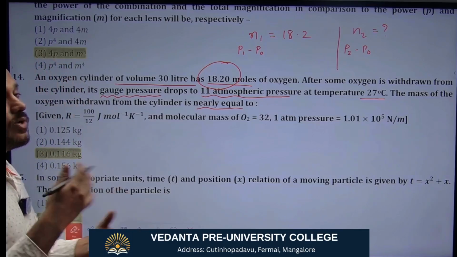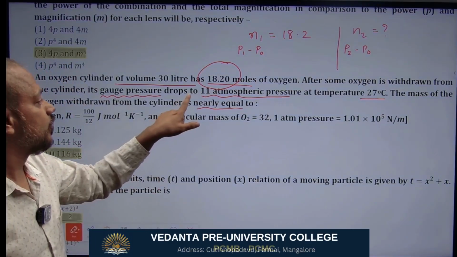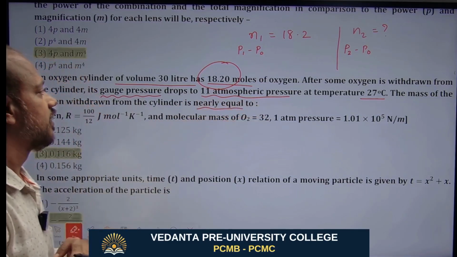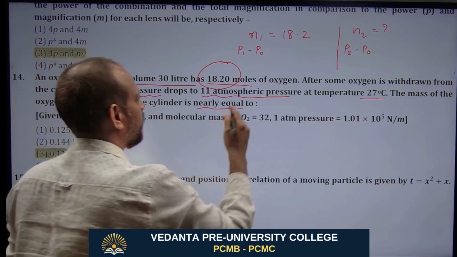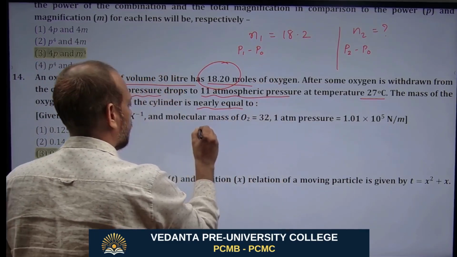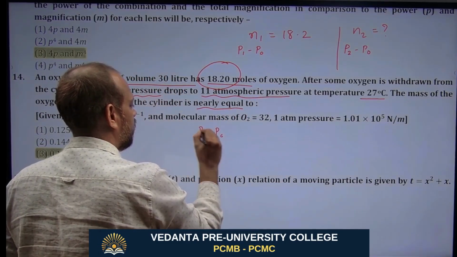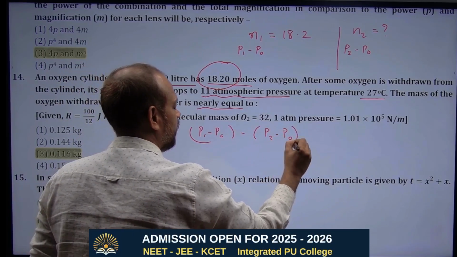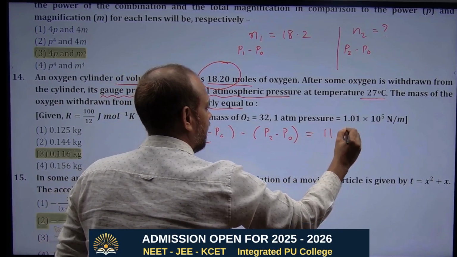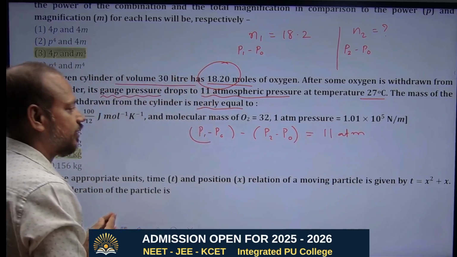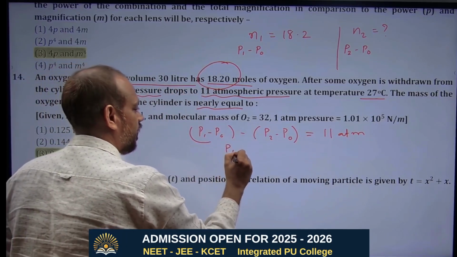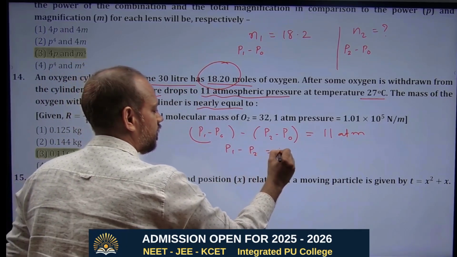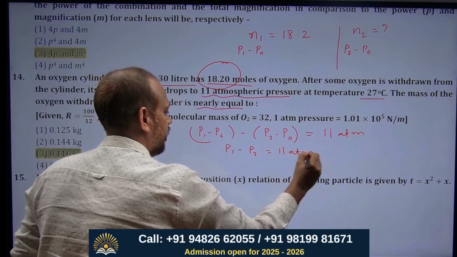So they say there is a drop in gauge pressure to 11 atmospheric pressure. So let us see what is the drop in the gauge pressure. The gauge pressure drop will be (P1 minus P naught) minus (P2 minus P naught). This drop is 11 atm, that is what is given, right? So if you just clearly see, that means P1 minus P2 itself is 11 atm.